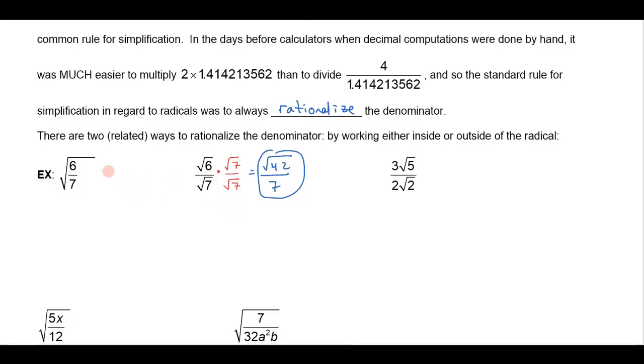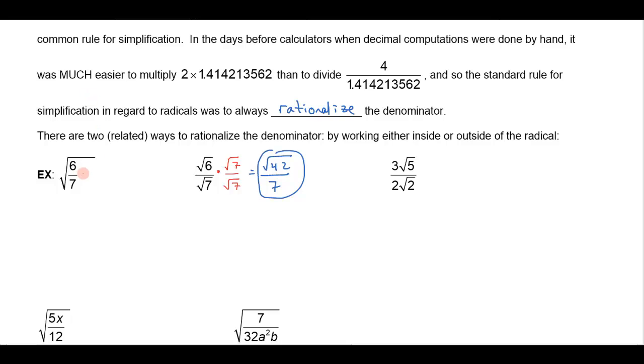Now, I could also do that within the radical. I could think to myself, I know that when I simplify this radical, I'm going to end up with the square root of 6 over the square root of 7 like I did here. But if I multiply inside the radical, what could I multiply by so that this denominator would be a perfect square, so that when I take the square root of it, the square root will go away?